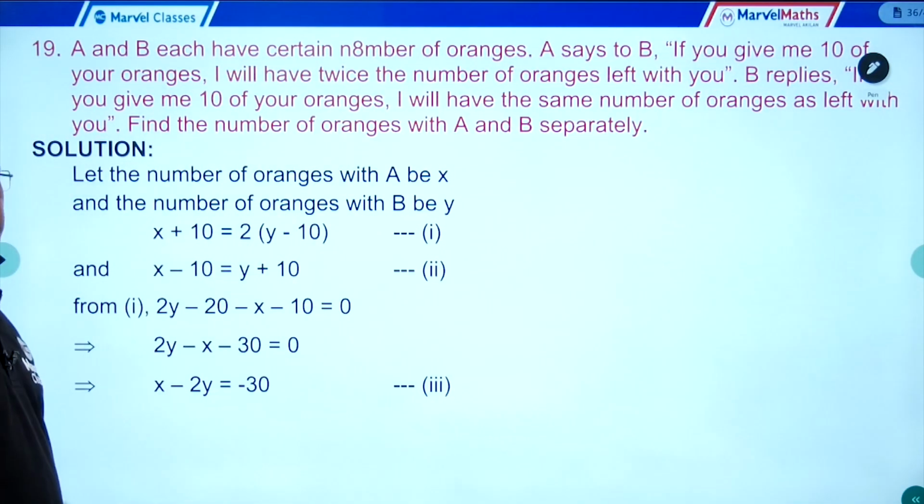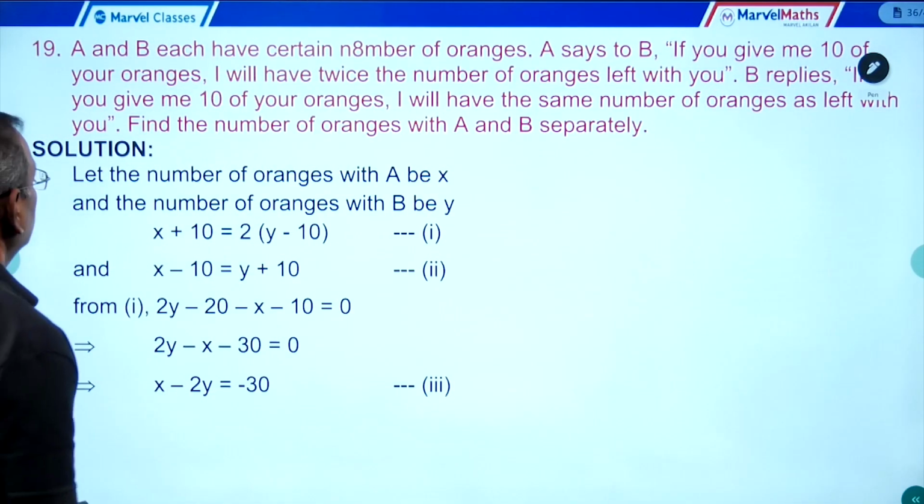And next, this is a problem based on exchange.